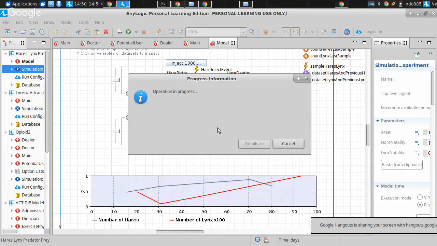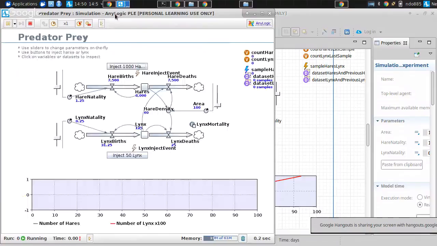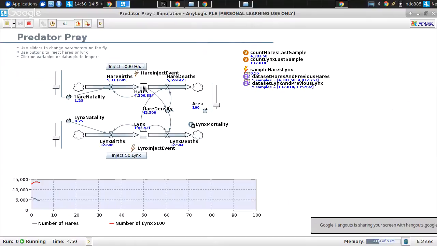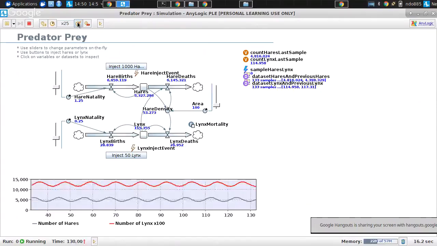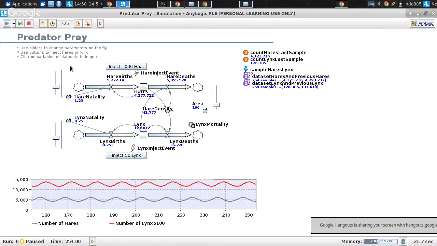similar to what we saw from the previous model, the Lorenz attractor, in the sense that we see just one variable telling us about the others. So here we go. We're plotting the number of hares, and we're plotting the number of lynx. This model has some differences from the one you were working with, but here we see oscillations. Can anyone give me a narrative here? The number of hares is in gray, the number of lynx times 100 is in red.